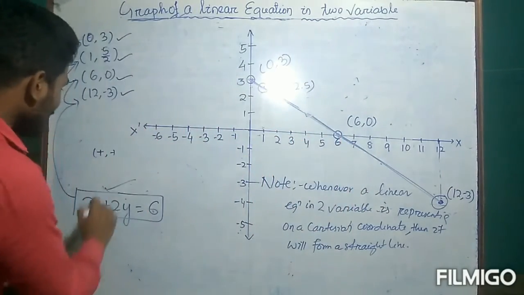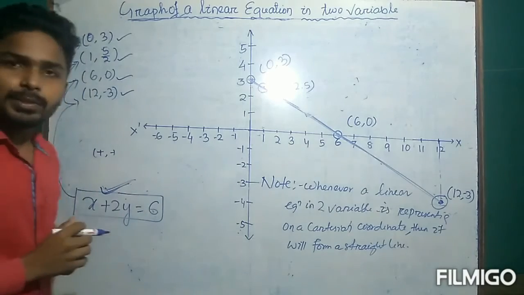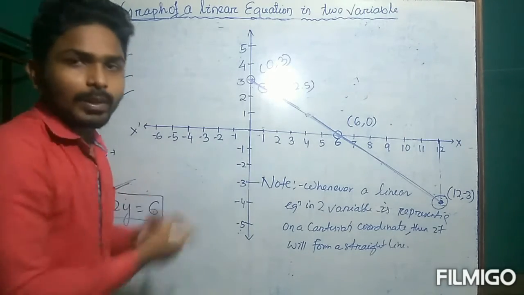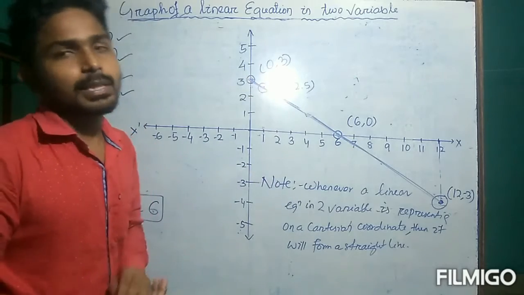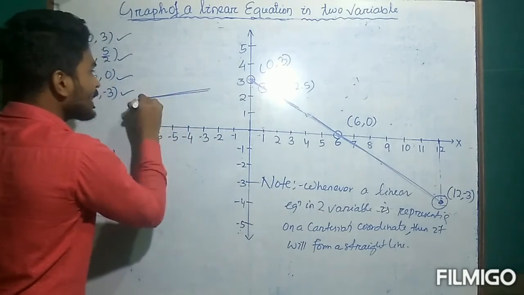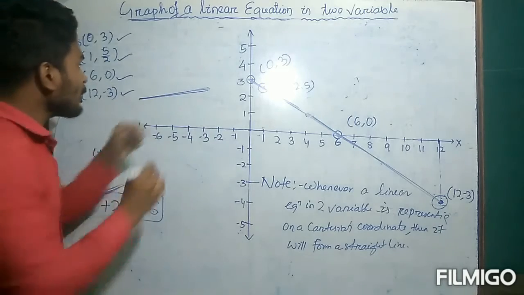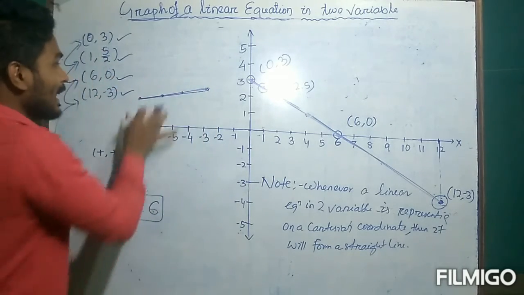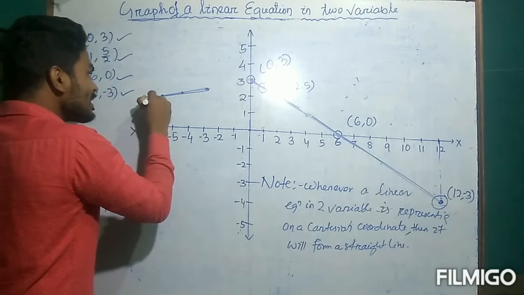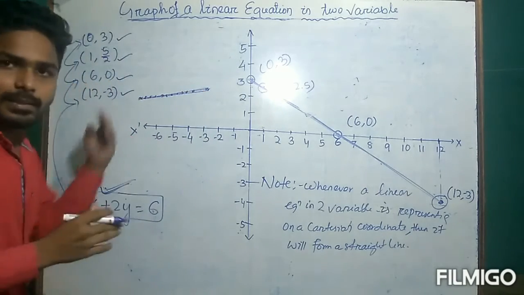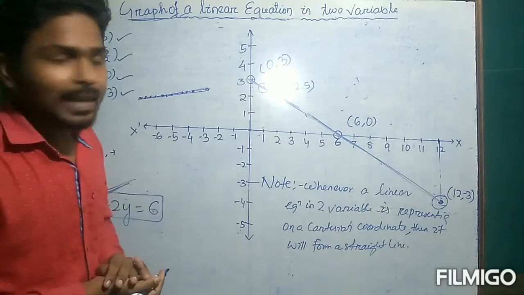Okay, so this is our initial linear equation in two variables. Whenever we represent it in a Cartesian coordinate system, it will form a straight line. A straight line can be formed not only by 4 points; it consists of a number of points.